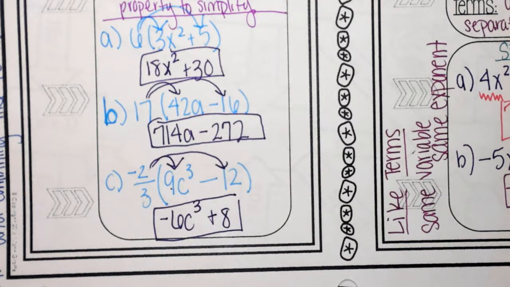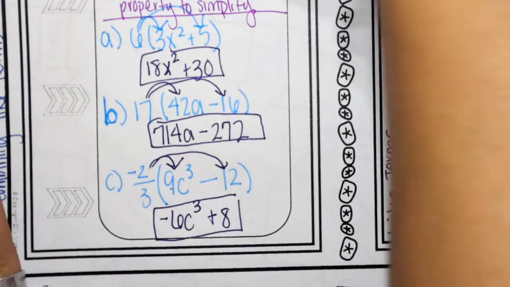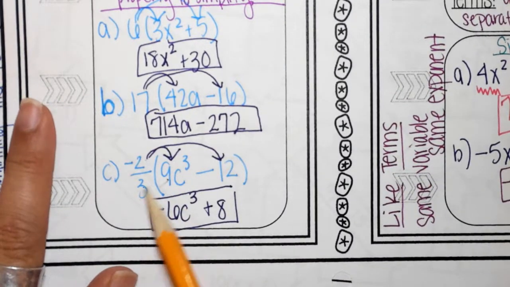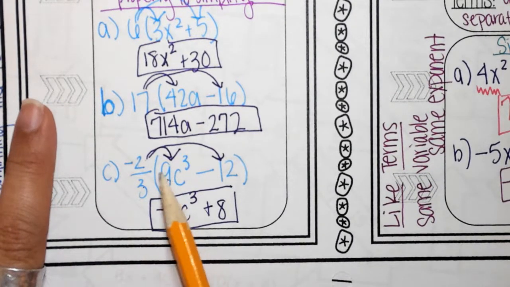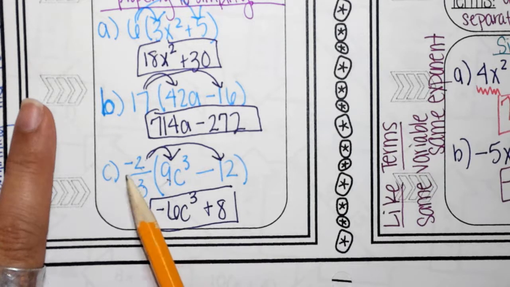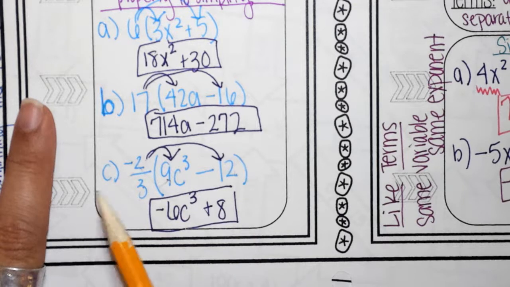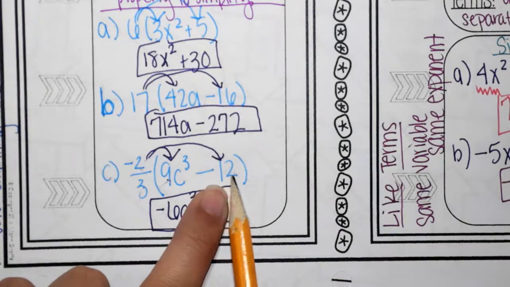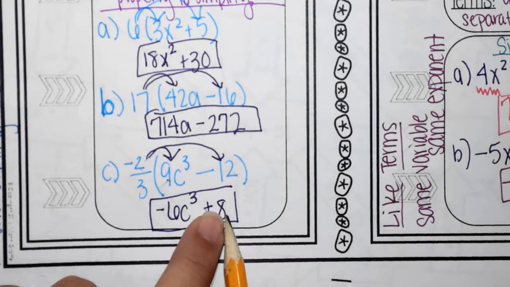Isn't it lovely? Do we need to go through it one more time? Let's go through it one more time just to be safe. The first thing we did is negative 2/3 times 9. 3 goes into 9 how many times? 3 times negative 2 is? Negative 6. Then we distributed the negative 2/3 to the negative 12. 3 goes into negative 12 how many times? And negative 4 times negative 2 is? Positive 8. And that's where it came from.